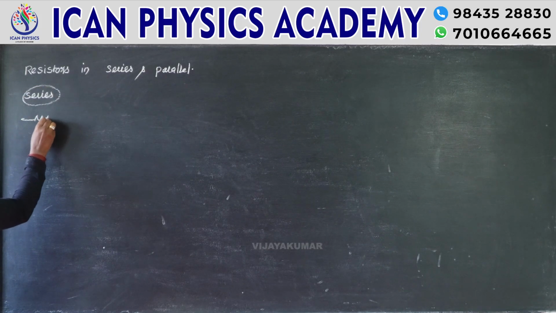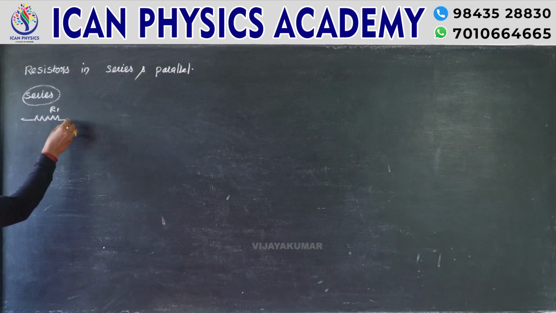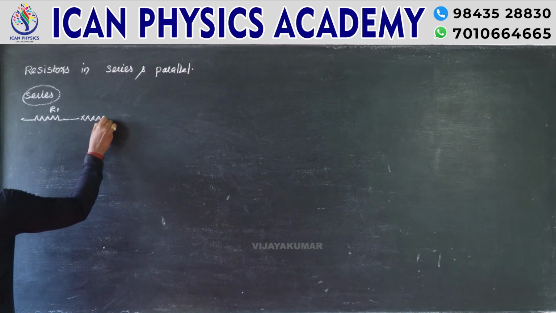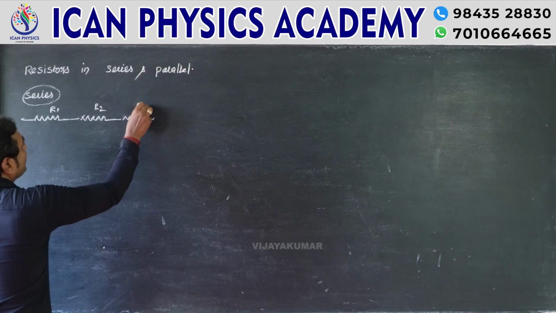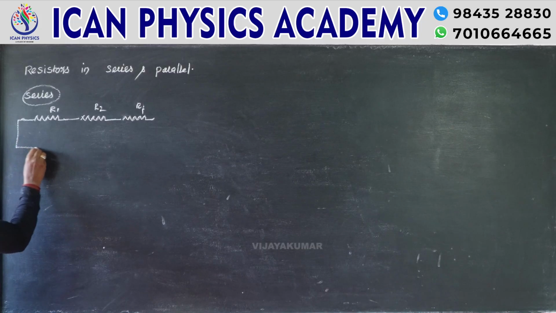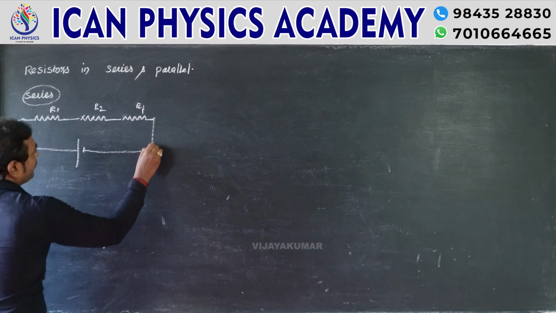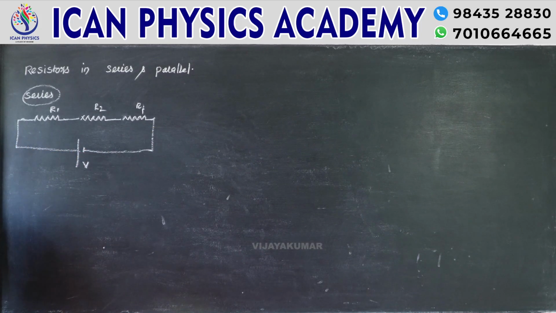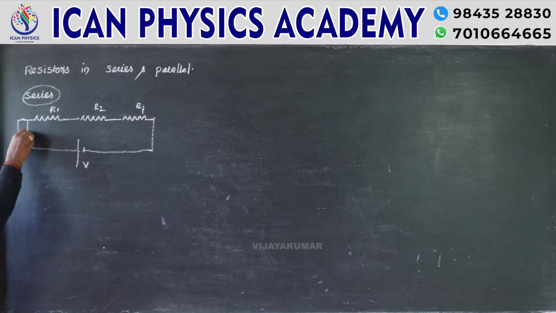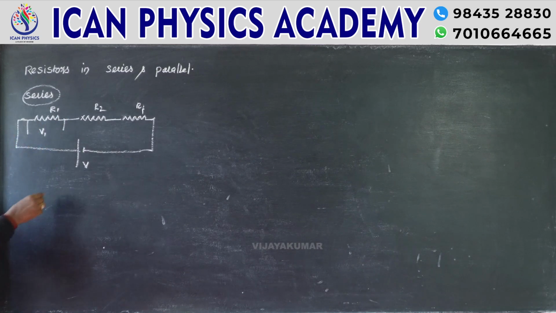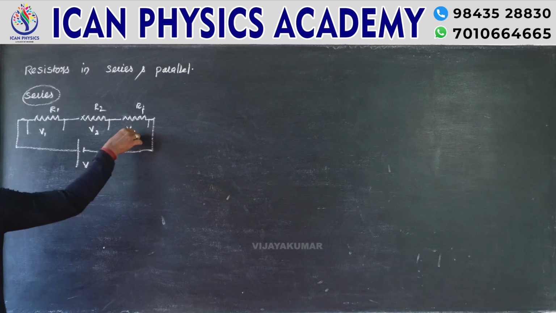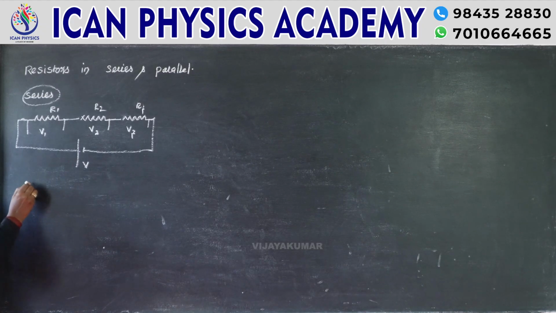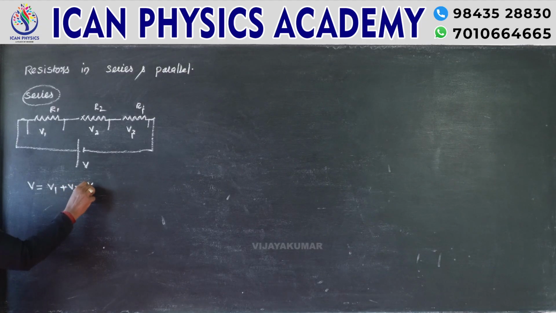Let us consider a resistor of resistance R1, a resistor of resistance R2, and a resistor of resistance R3, connected with an external source. The external source gives a potential of V. Now the potential drop across the first one is V1, across the second one is V2, and across the third one is V3. So what about the total potential? The total potential equals V1 plus V2 plus V3.